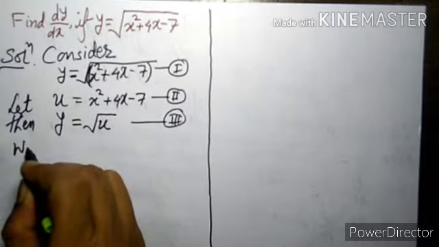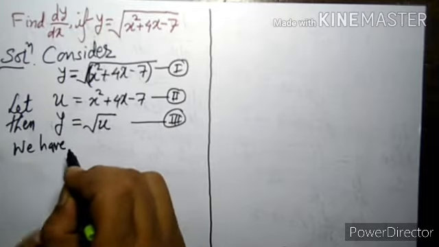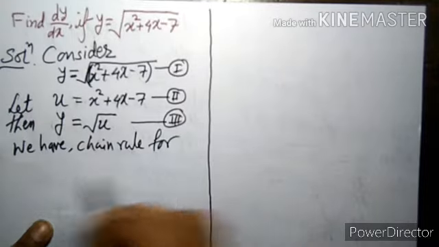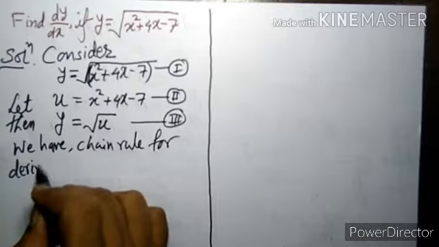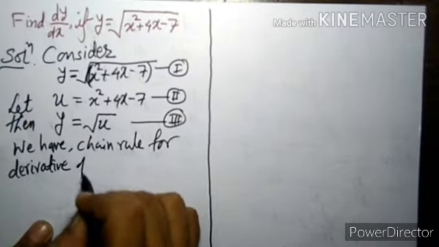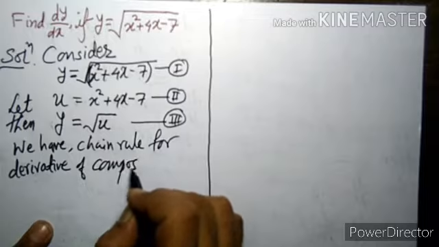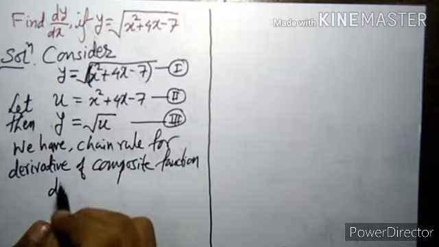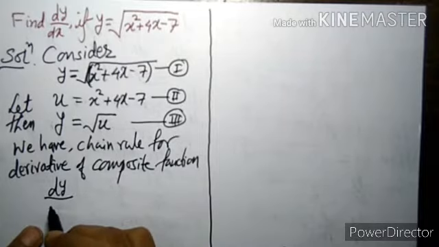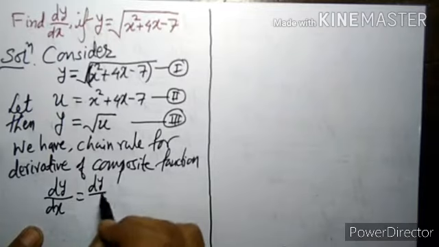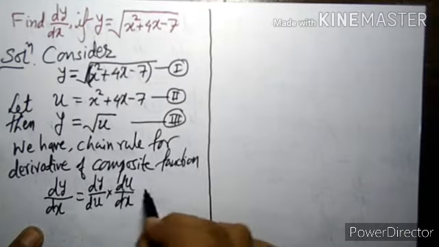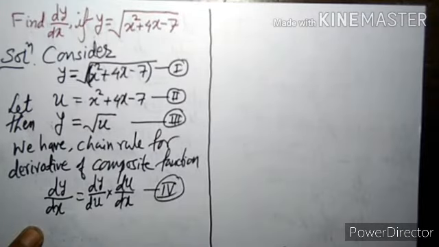Now we have the chain rule for the derivative of a composite function. What is that chain rule? dy by dx is equal to dy by du into du by dx. Call this number 4. And our aim is to find this dy by du and du by dx.